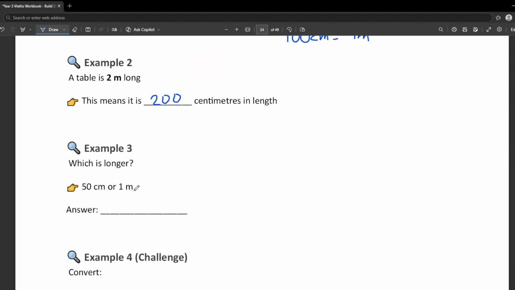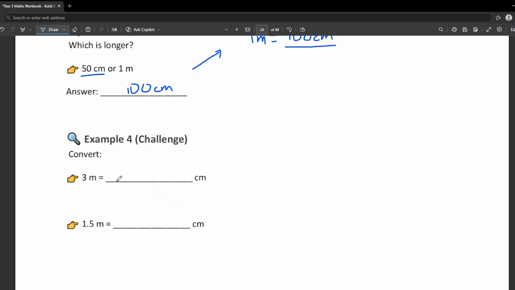Next example, which is longer, 50 centimeters or 1 meter? So again, we would convert this 1 meter into centimeters. So 1 meter equals 100 centimeters. So now this question just looks like, what is longer, 50 centimeters or 100 centimeters? And obviously the answer would be 100 centimeters.